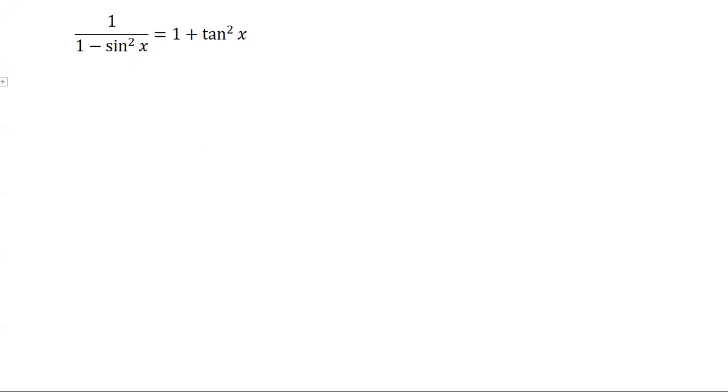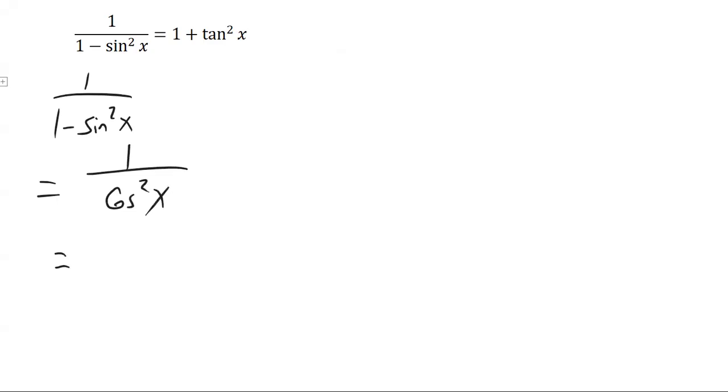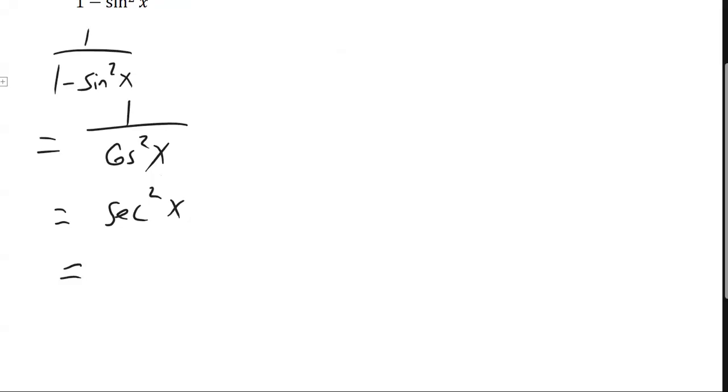You know, it really doesn't matter, okay? All right, so which side do we want to work with, the left or the right? In this case, well, we already had the answer, right? So it doesn't really matter. It's about the same amount of work for each one. So I'll pick the left-hand side though. 1 minus sine squared x equals 1 over cosine squared x. That's by the Pythagorean identity. And then this, by definition, is secant squared x. And by the Pythagorean identity again, secant squared is 1 plus tangent squared x. And there we go.